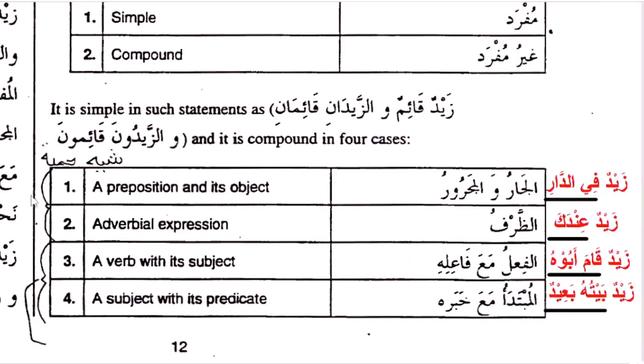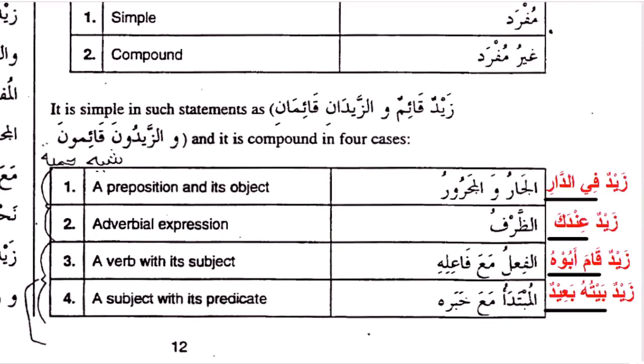Then the next one he mentioned is wal-fi'lu ma'a fa'ilihi, a verb and its doer. If I say Zaydun qama abuhu, apart from Zayd, the one underlined is the khabar. But it is not just any type of khabar. If you look at it well, the khabar itself is made up of a verb. Qama is a verb. Abuhu is the doer. So Zaydun qama abuhu: Zayd, his father stood up. So here there is a verb and a doer. So the khabar can be a verb and its doer.